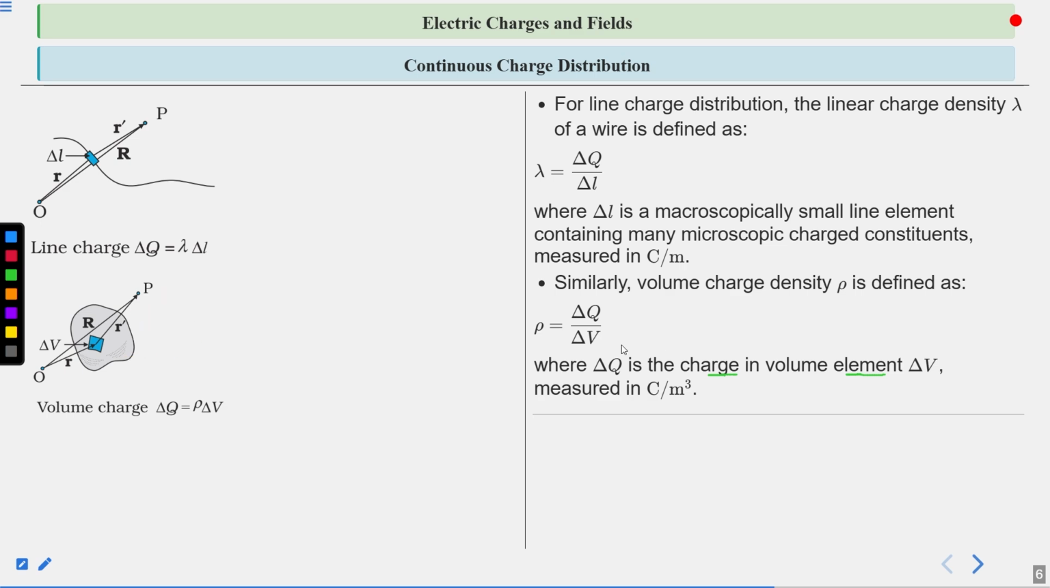And what will be the SI unit? We know delta Q, charge, is measured in coulomb, so the unit is C, and delta V is the volume, the unit is meter cube. So the SI unit is coulomb per meter cube. So there are three types of distribution: linear charge distribution, surface charge distribution, and volume charge distribution.